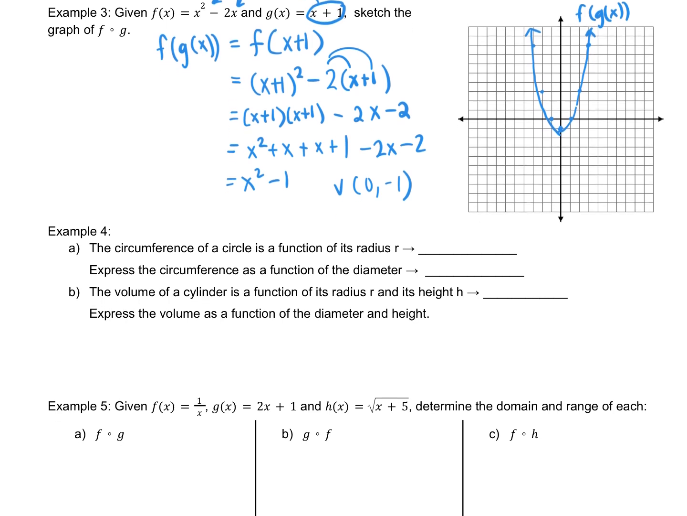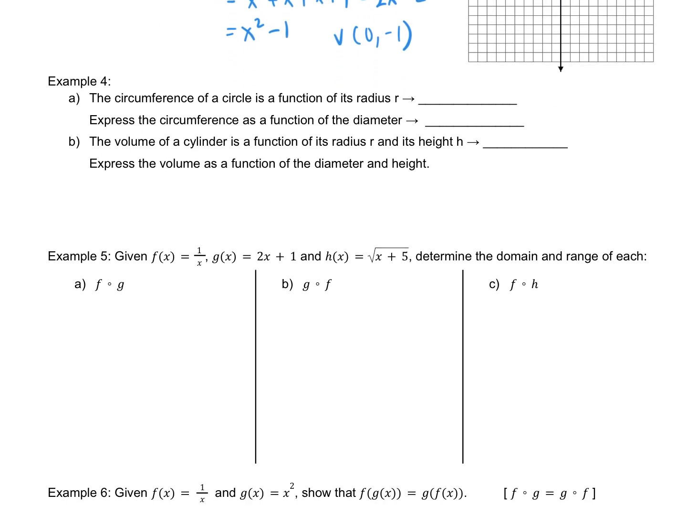Okay, next example. The circumference of a circle is a function of its radius, r. So let's write a little equation for that. Well, we know what circumference is. Circumference is 2 pi r. Express the circumference as a function of the diameter.